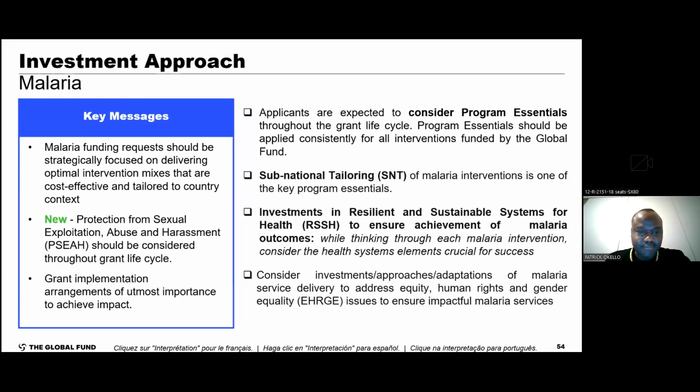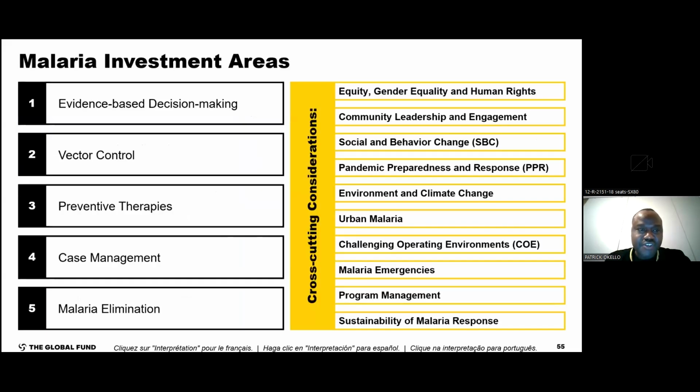Next slide. For purposes of the information note, we decided to categorize it in two main areas. We have 5 main areas of investment, which include data for decision making, the usual vector control, preventive therapies, case management, and malaria elimination. Then we have a range of cross-cutting considerations, including gender equity, SBCC, urban malaria. We know malaria is a big issue in challenging operating environments and emergencies, as well as program management, and of course, how we need to sustain the malaria response given the investment before, now, and in the future. Next slide, please.